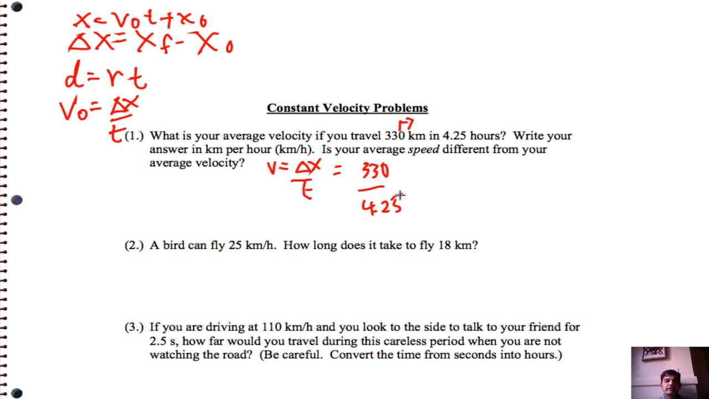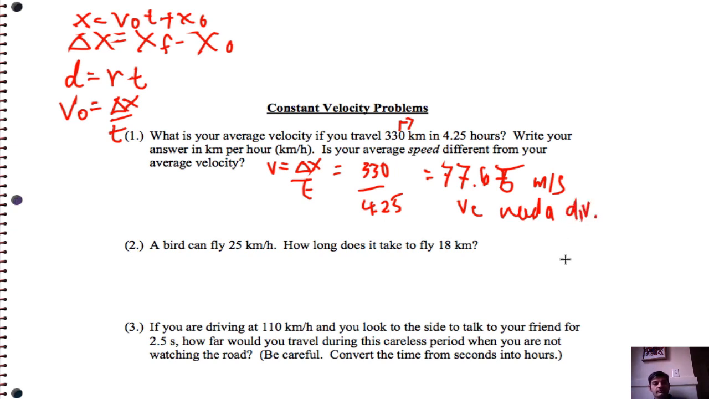So let's go ahead and calculate that. And we end up getting 77.67 or 65 meters per second. The only difference between speed and velocity here is we need a direction for velocity. So the numbers are the same.